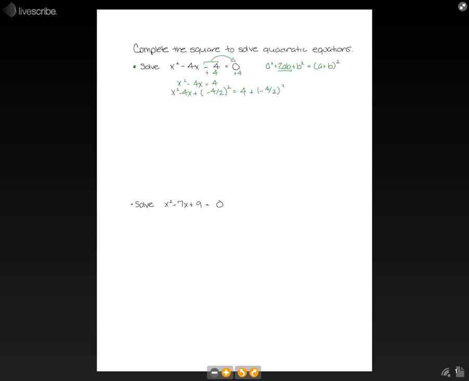We just need to simplify now, giving us x squared minus 4x plus negative 2 quantity squared equals 4 plus negative 2 quantity squared. X squared minus 4x plus negative 2 quantity squared gives us x squared minus 4x plus 4. And same thing over here, 4 plus 4 gives 8, which means we have x squared minus 4x plus 4 equals 8.